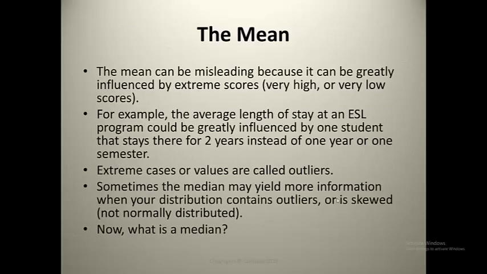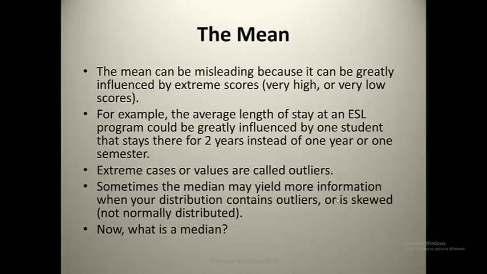The mean can be misleading because it can be greatly influenced by extreme scores, very high scores and very low scores. So for example, the average length of stay at an ESL program could be greatly influenced by one student that stays there for 2 years instead of 1 year or 1 semester. Extreme cases or values are called outliers. Sometimes the median may yield more information when your distribution contains outliers or is skewed, or in other words, it is not normally distributed.